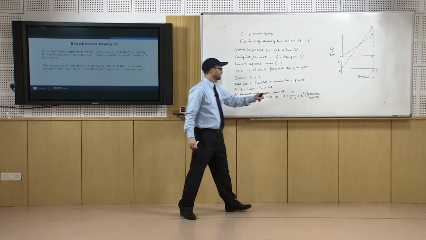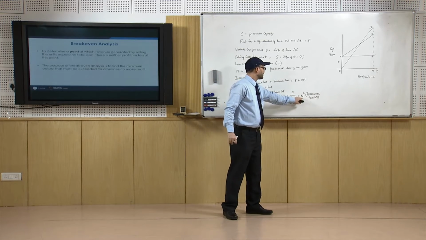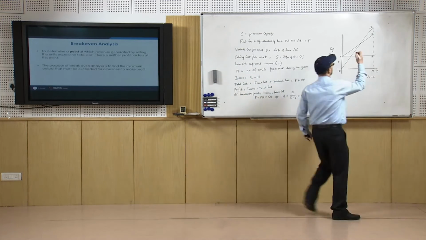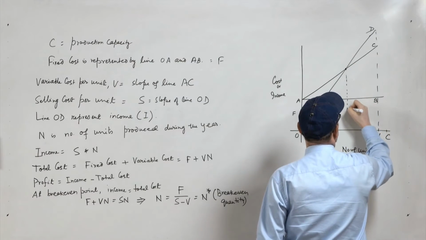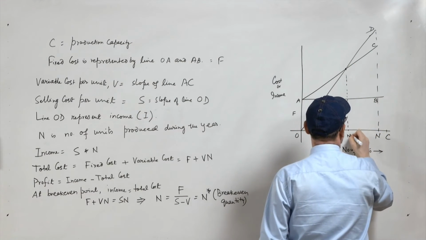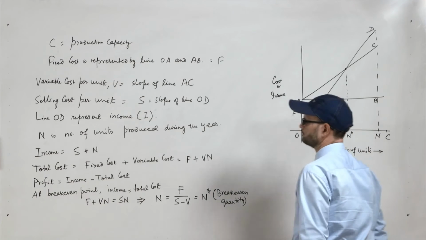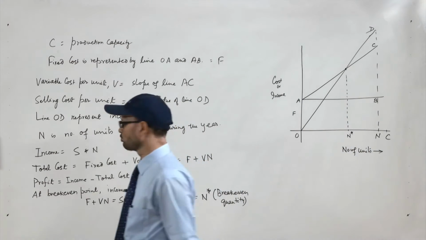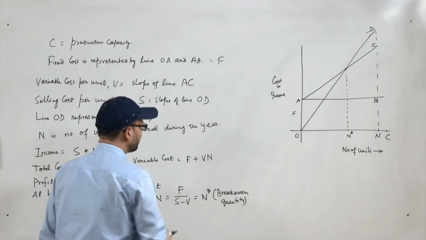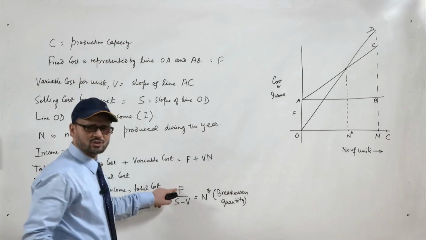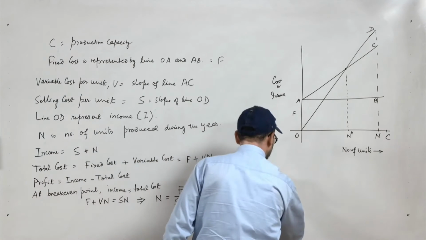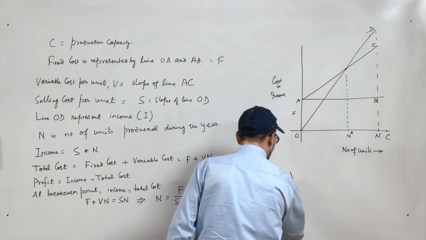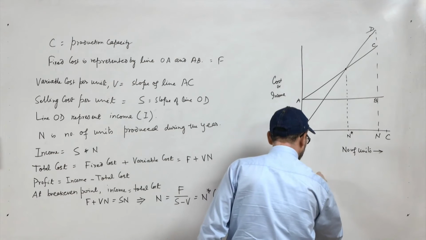So, what we see is that at this N star, so this will be your N star. In this, this is the fixed cost and S minus V is known as marginal contribution.